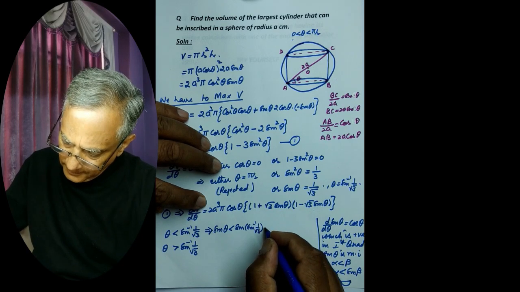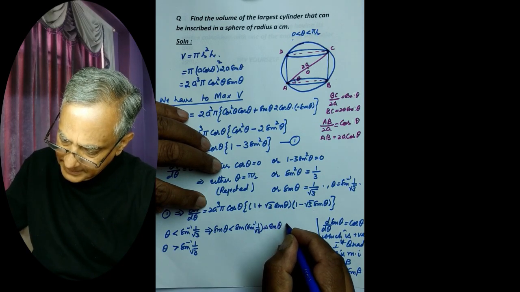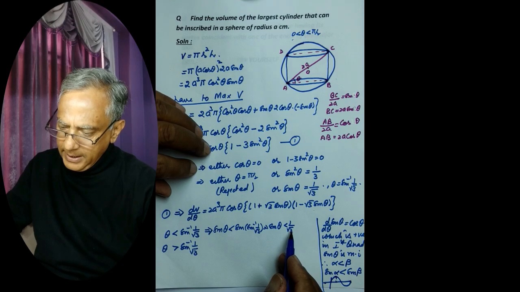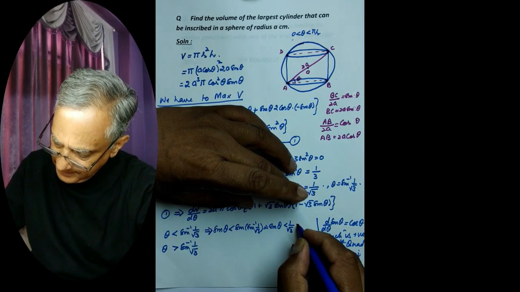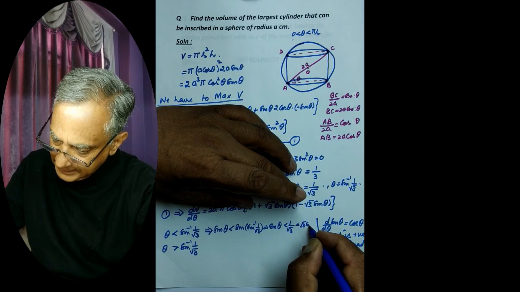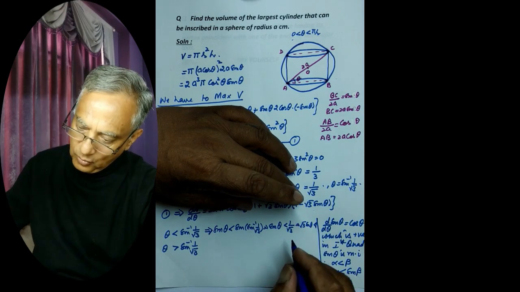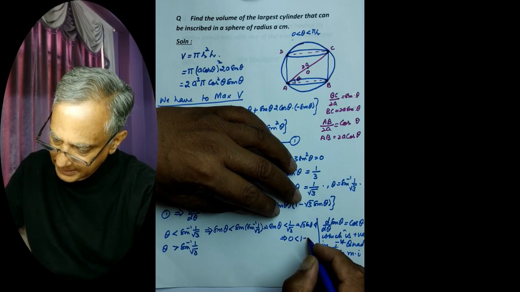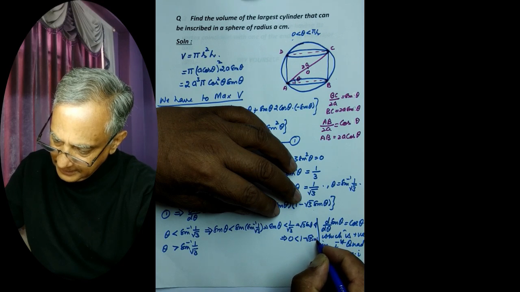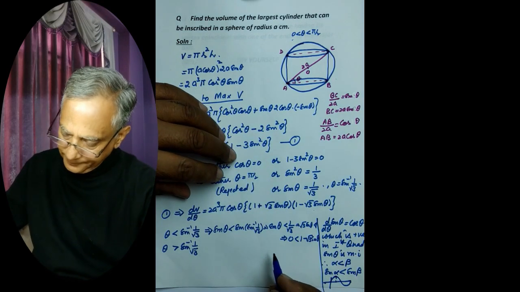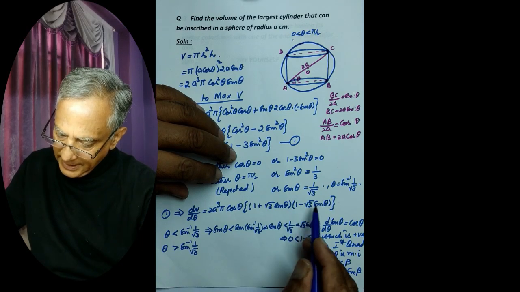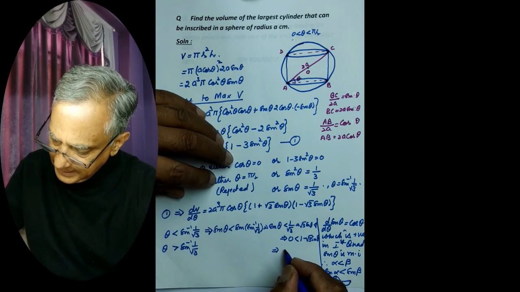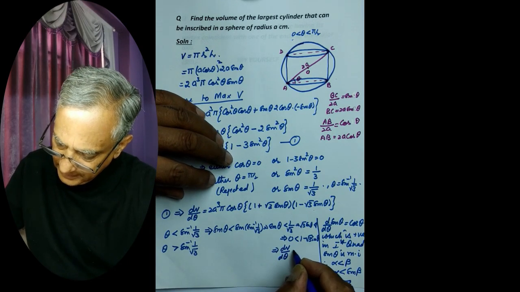That is, sine theta is less than 1 by root 3. This implies root 3 sine theta is less than 1. And this implies 0 is less than 1 minus root 3 sine theta. Therefore, this is positive. Therefore, dV by d theta is positive.